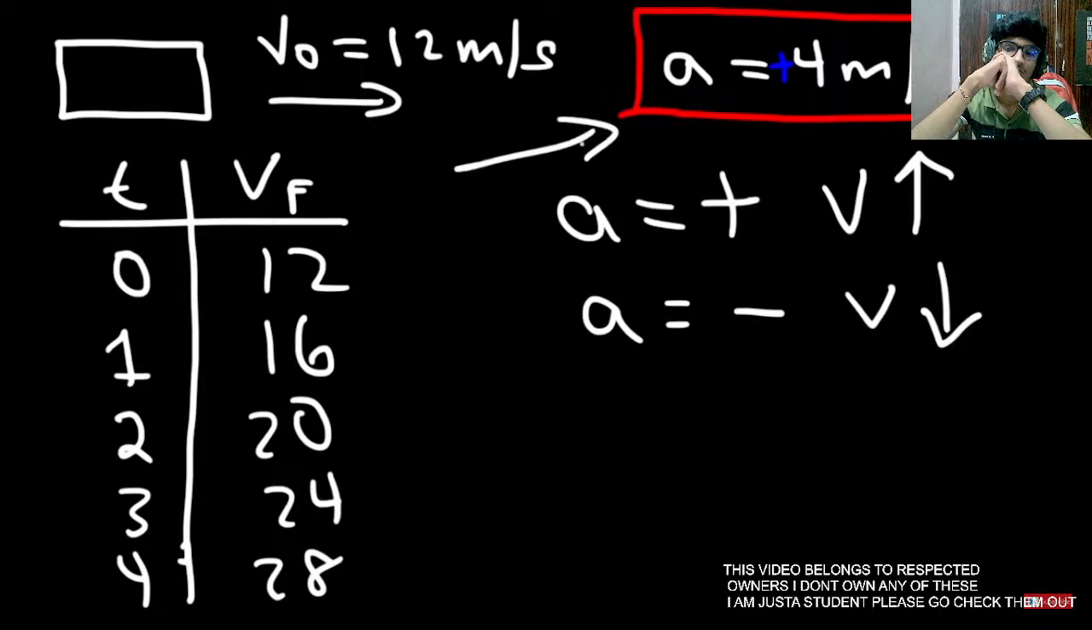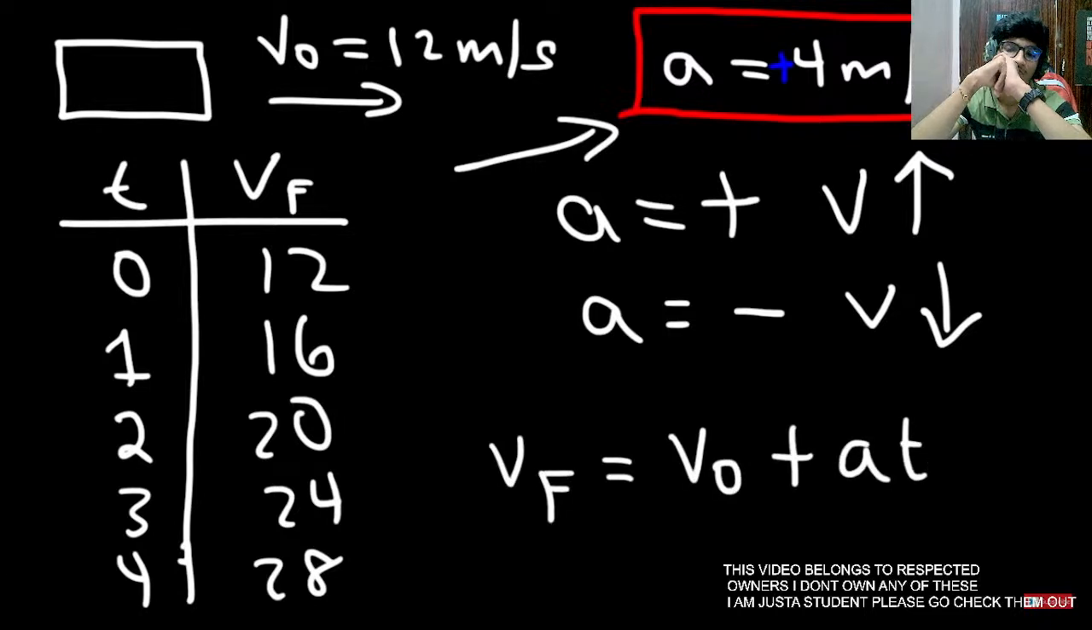Now, the formula that you want to use to calculate final velocity is this equation. V final is equal to V initial plus at. Now, let's say we have another object that is moving in an eastward direction at a speed of, let's say, 24 meters per second. But this time, let's say the acceleration is negative 6 meters per second squared. What's going on here? Is this object speeding up or slowing down?